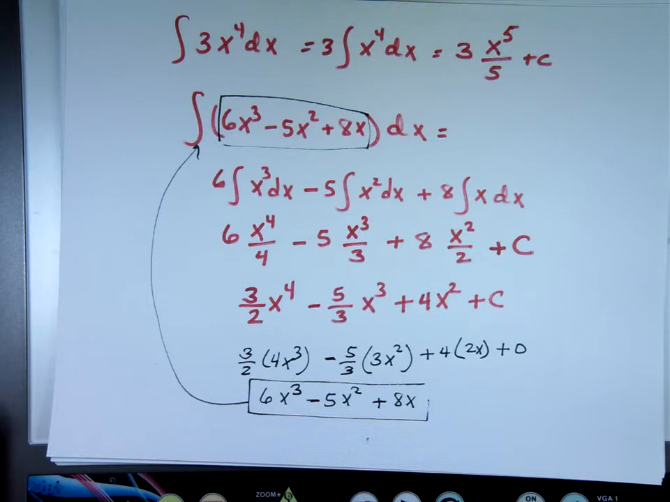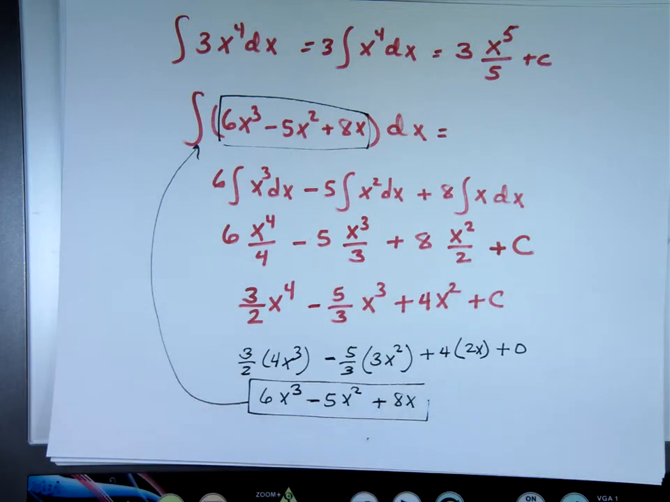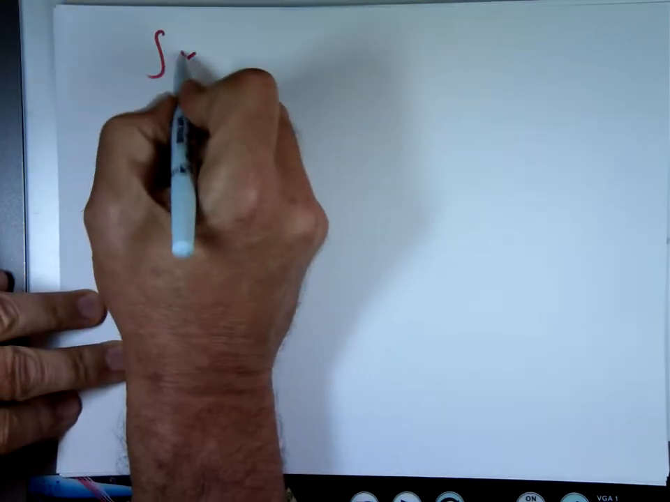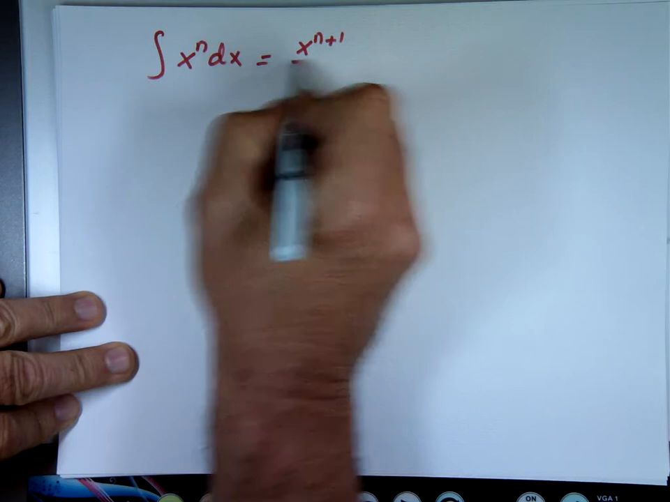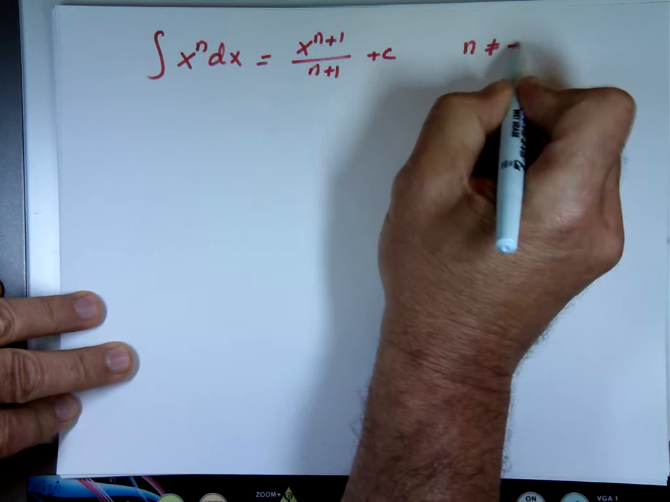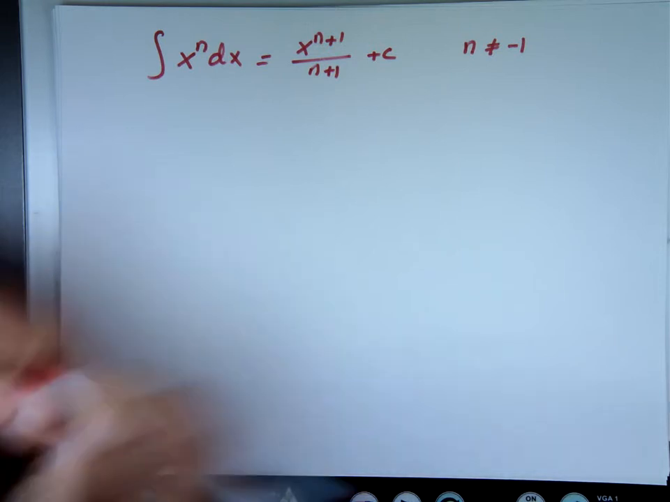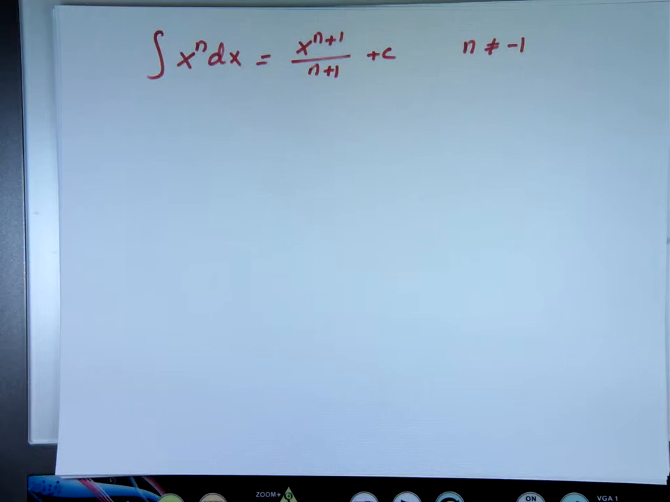Okay, let's try a few of these using the integral of x to the n dx. So we only know one rule right now, and that is the integral of x to the n dx is equal to x to the n plus 1 over n plus 1 plus c. N cannot be negative 1. You're going to ask me, so what happens when n is minus 1? It's coming up. Well, this will be 0, so I can't use that rule. It has to be something else. And we'll show you what that answer is.